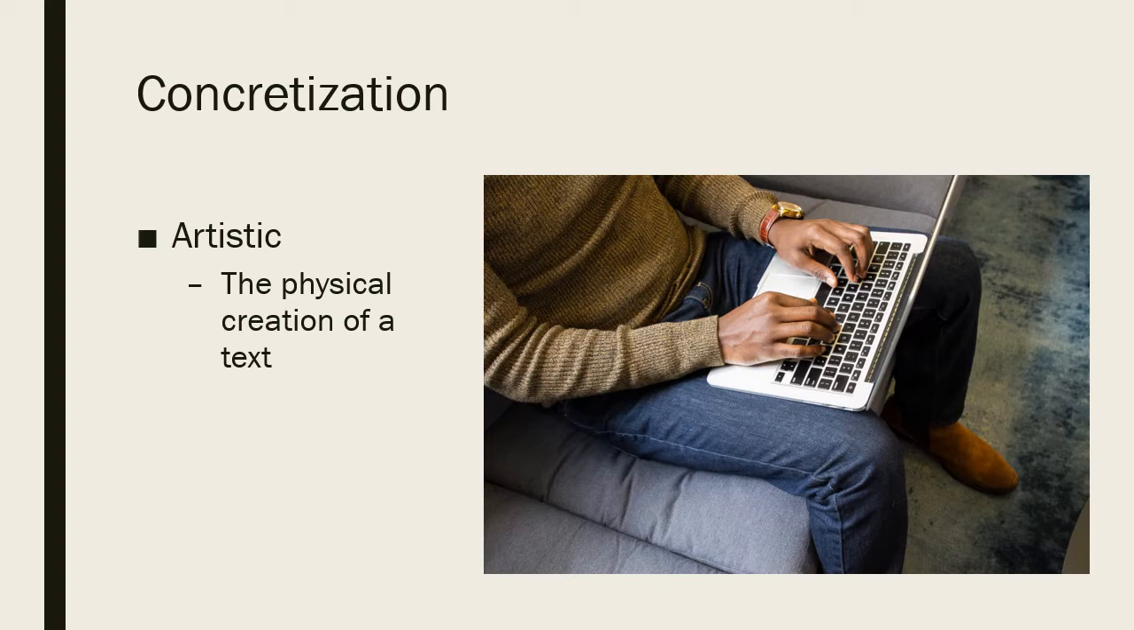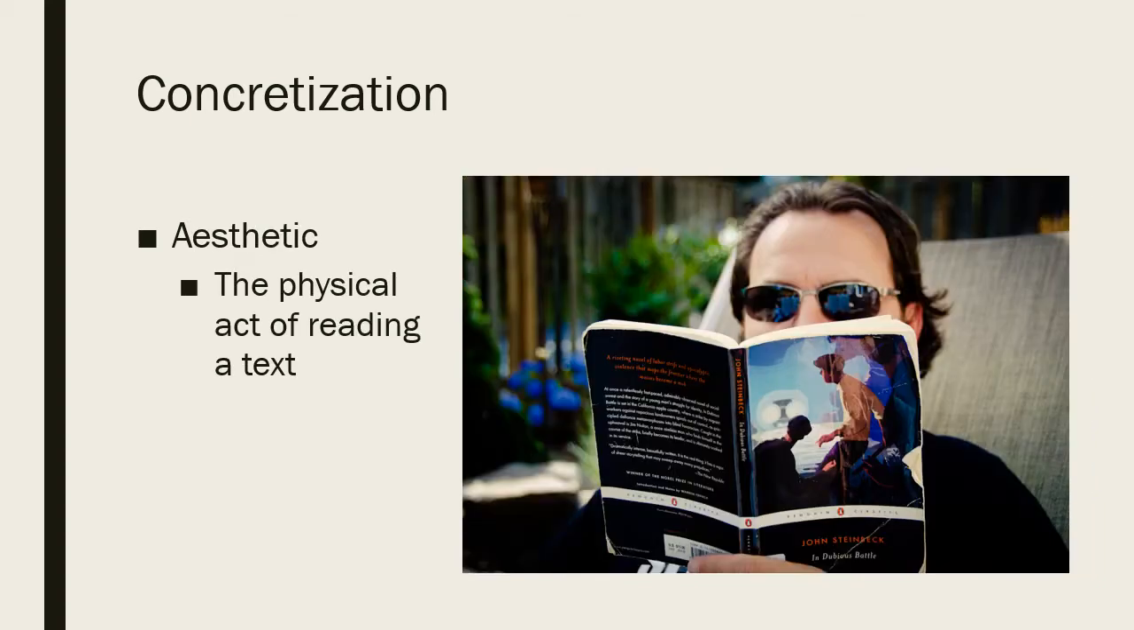First off, there is the artistic half of a text, and that is the physical creation of a text. By that I mean when someone sits down and types or writes a story. But as we've already discussed in this class, a text that is simply typed doesn't really exist. It's simply a collection of symbols and ink on paper. So the second half of a text and its existence is the aesthetic, and that is the physical act of reading the text.